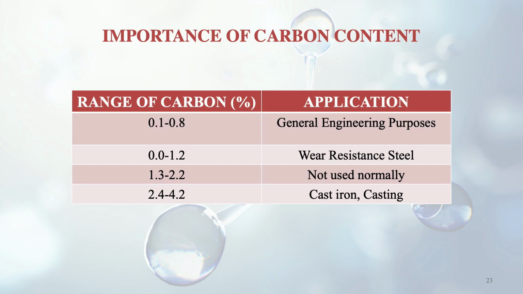So the table here gives us the range of carbon and the application. So 0.1 to 0.8% of carbon in steel is used for general engineering purposes. Then from 0.8 to 1.2% of carbon, it is wear resistant steel. So we get the wear resistant steel in this range. From 1.3 to 2.2% carbon, it is not used normally, and from 2.4 to 4.2% it is cast iron, basically used for casting.